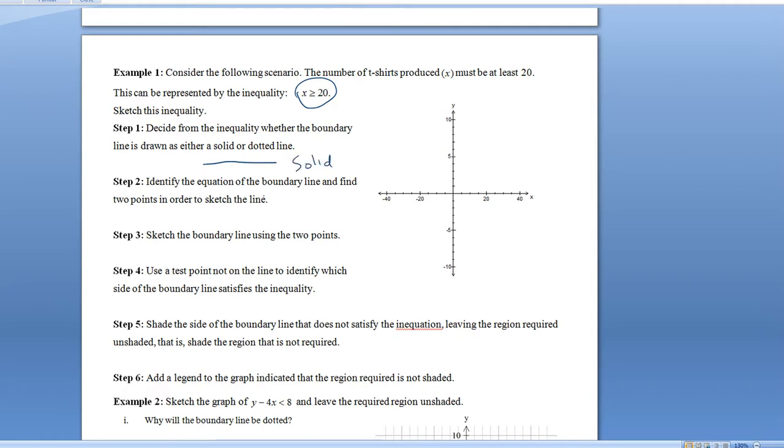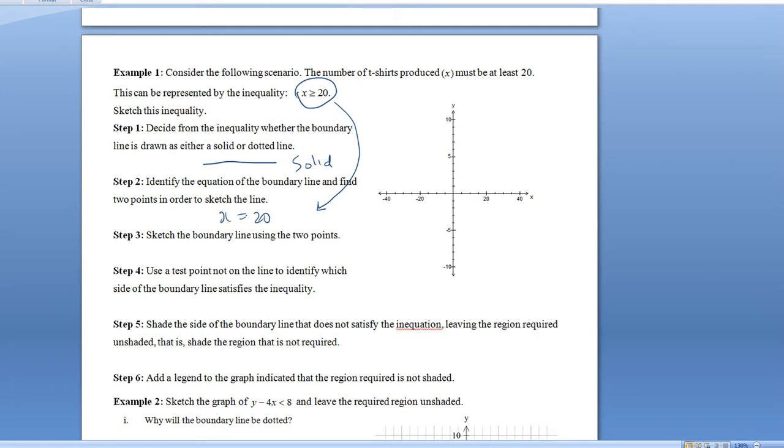Okay, so it's really important that we remember that. Now, identify the equation of the boundary line and find 2 points in order to sketch the line. A great way of thinking about this is to just consider it as a standard equation, that is, to sketch x equals 20. Because remember, all we're doing is sketching the boundary line now.